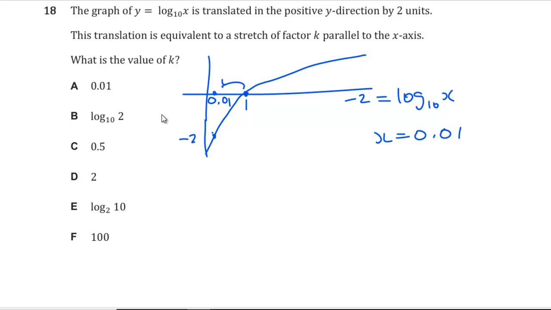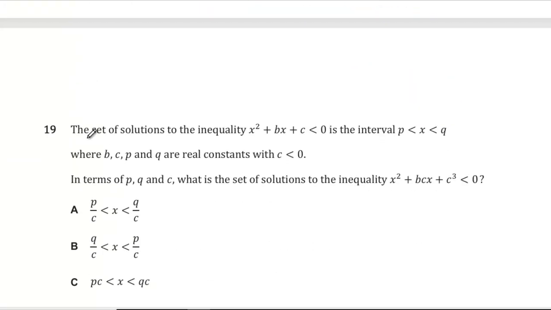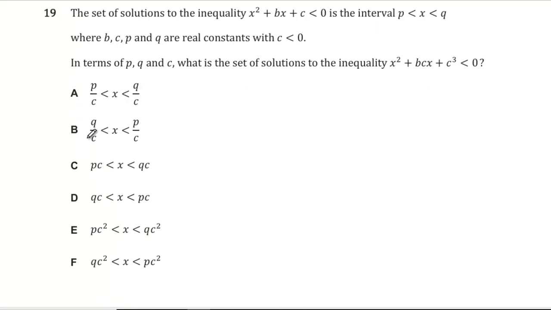And that is going to be our stretch to go from 1 to 0.01, because that will move up and be going through there. So it's just going to be A. Again, translation questions are always the easy ones, I think, on maths papers. Anyway, question 19, 2 to go.